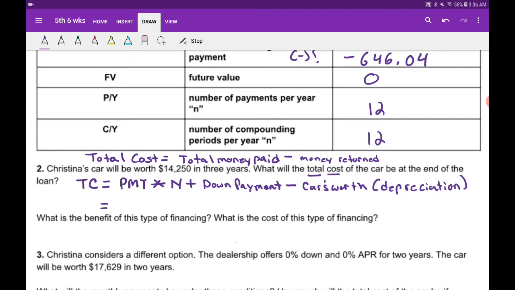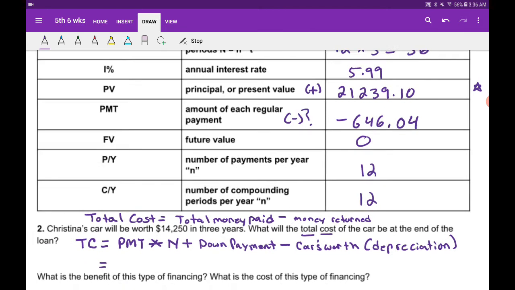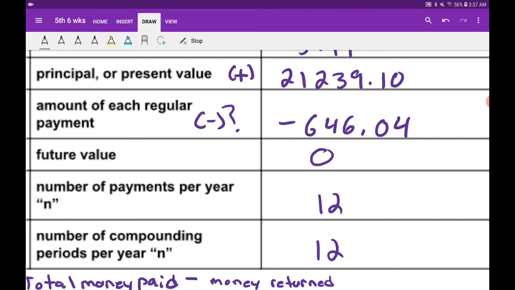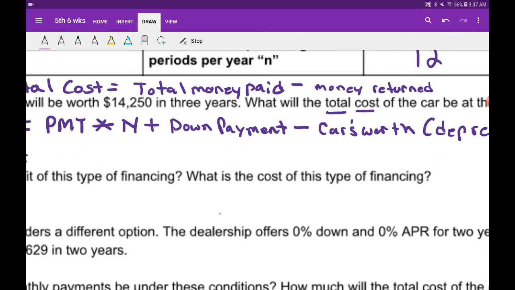Then at the end of this loan, we're going to have a car that we can potentially sell for a certain amount of money. All right, so that's what it is. So in this particular case, our total cost is going to look like we're going to use our payment, because inside this $646 is the interest and all that in there already. So that's going to tell us how much interest we paid on the loan. So basically, the payment times the compound is going to give us the total amount of the loan, with the interest, the extra money we paid into it.